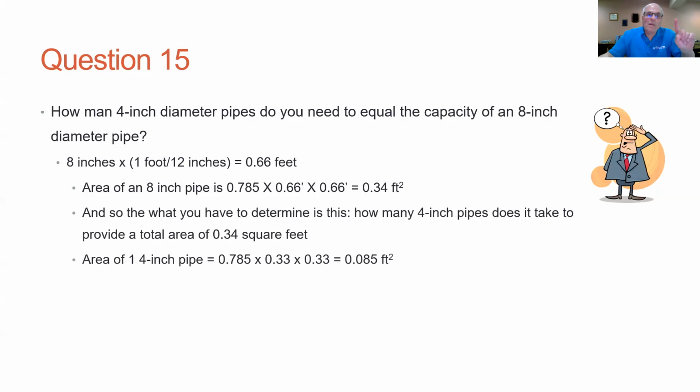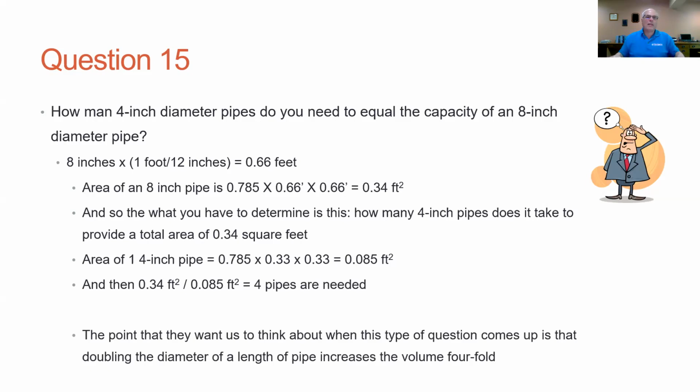An area of one 4-inch pipe will be 0.785 times 0.33 times 0.33, or 0.085 square feet. So then if I take the 0.34 square feet of the 8-inch pipe and divide it by the square foot area of one 4-inch pipe, I see that I need four pipes to do that. A lot of people would think it would only take 2. Why does it take 4? And that's the point they're trying to get you to think about.